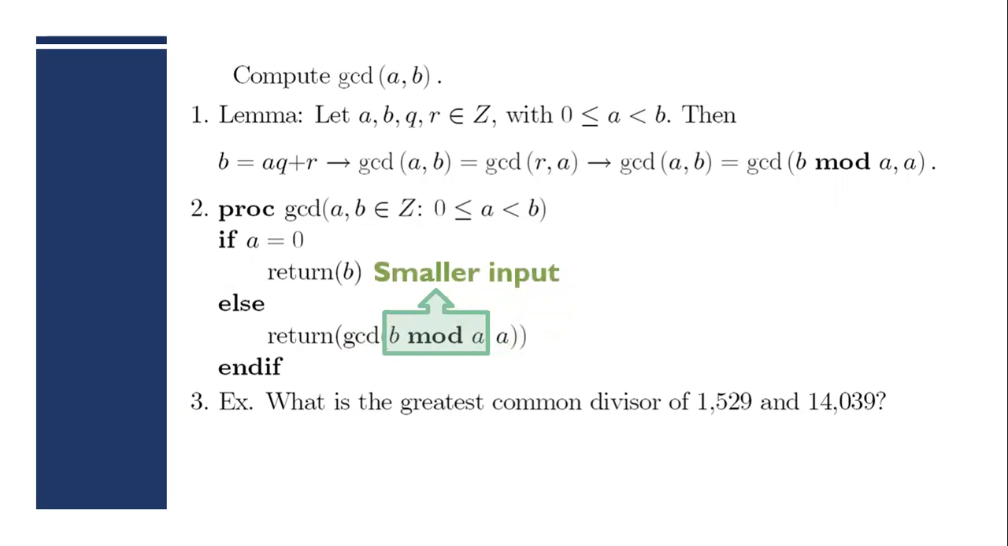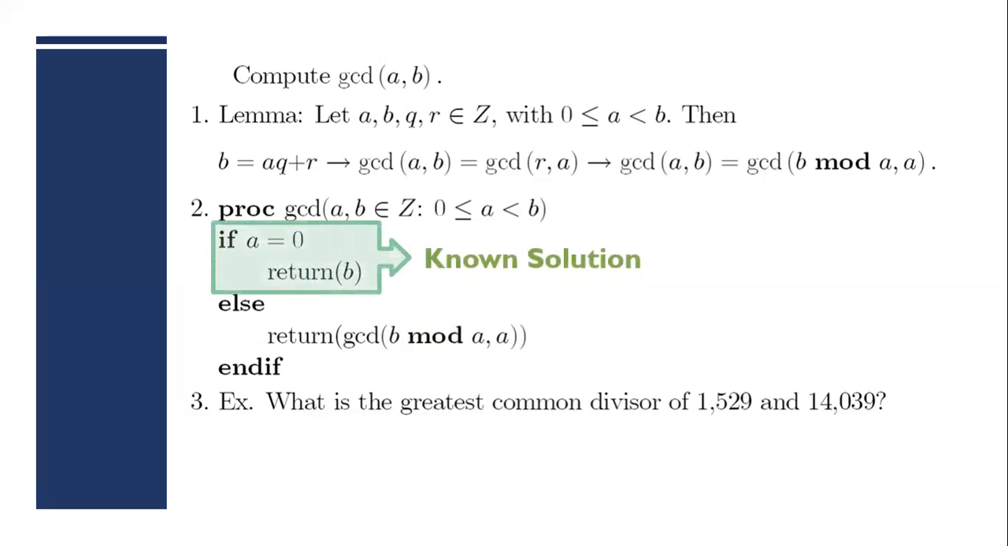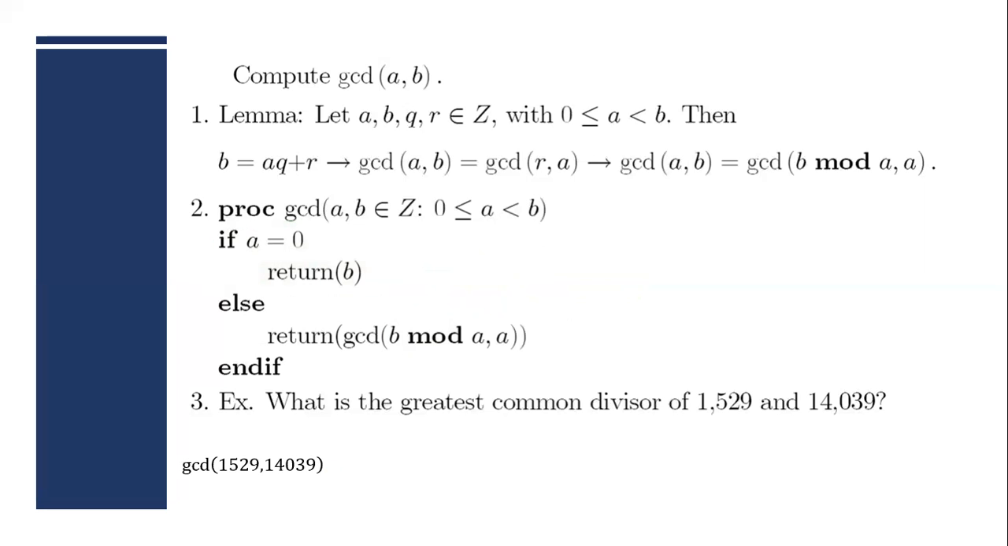B mod A is going to be smaller than B, because we can see from the input that it's provided that B is greater than A. And we have a base case, a known solution to work down to. So when we're actually running this code, that is the GCD of 14,039 and 1,529, we've seen this before. The GCD program can continue to call itself where the inputs are getting smaller and smaller until it returns 139.